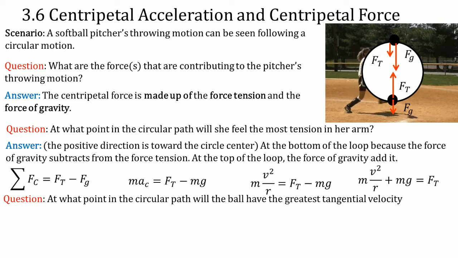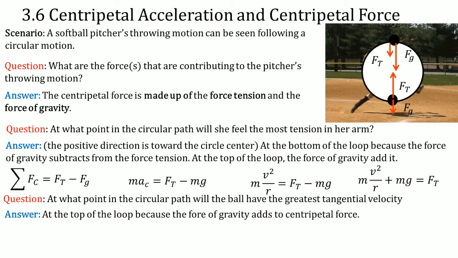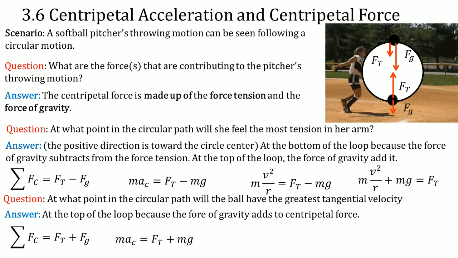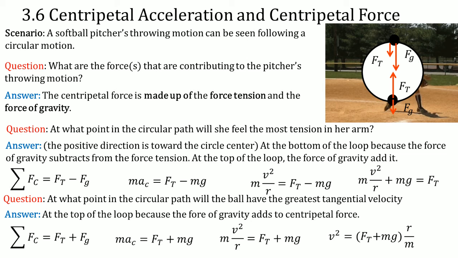Next, at what point in her circular path will the ball have the greatest tangential velocity? That tangential velocity is essentially asking us to solve for v. So, at the top of the loop, notice that the force of gravity adds to the centripetal force. So here it's Ft plus Fg, because again I am taking the positive direction to be towards the center of the circle. Substitute the values in like before, but this time I divide by m and multiply by r to both sides, so I can now get v alone.